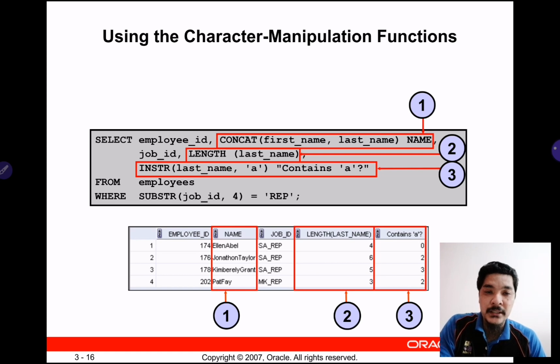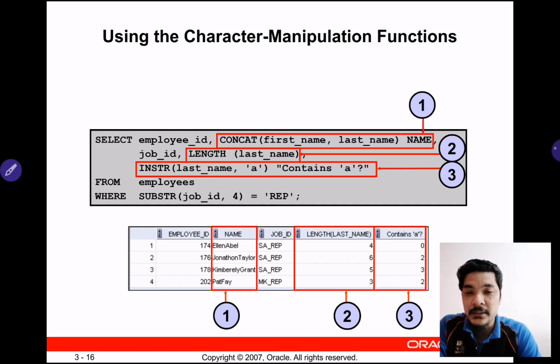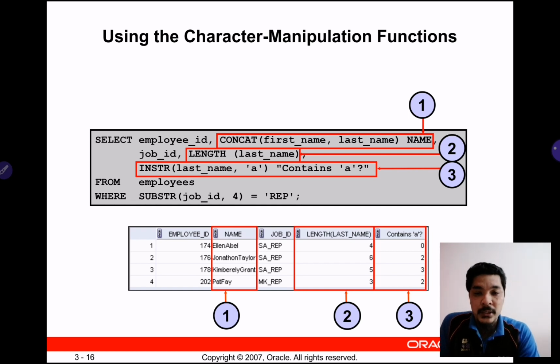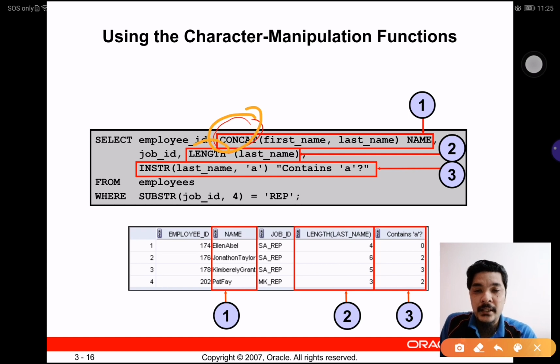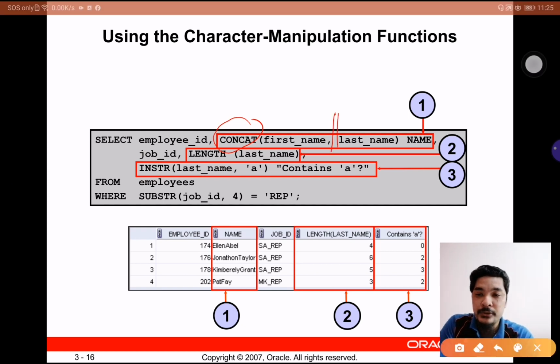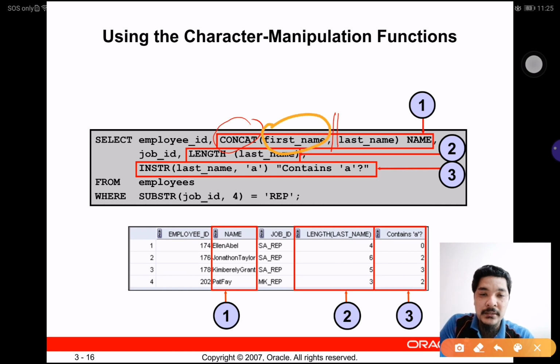Okay, so this is another example here. Look carefully, if you can understand the explanations before this. Number 1, they use CONCAT, LENGTH, and also INSTR. For CONCAT, it will join these two columns, first name and last name, so it will produce the result here. Alright, so simple.